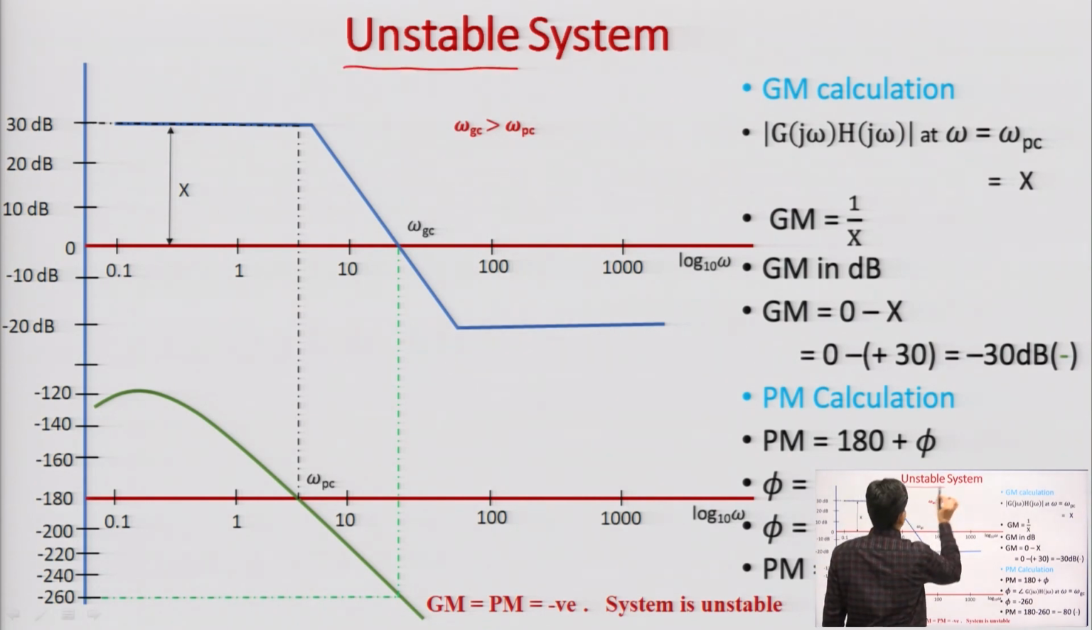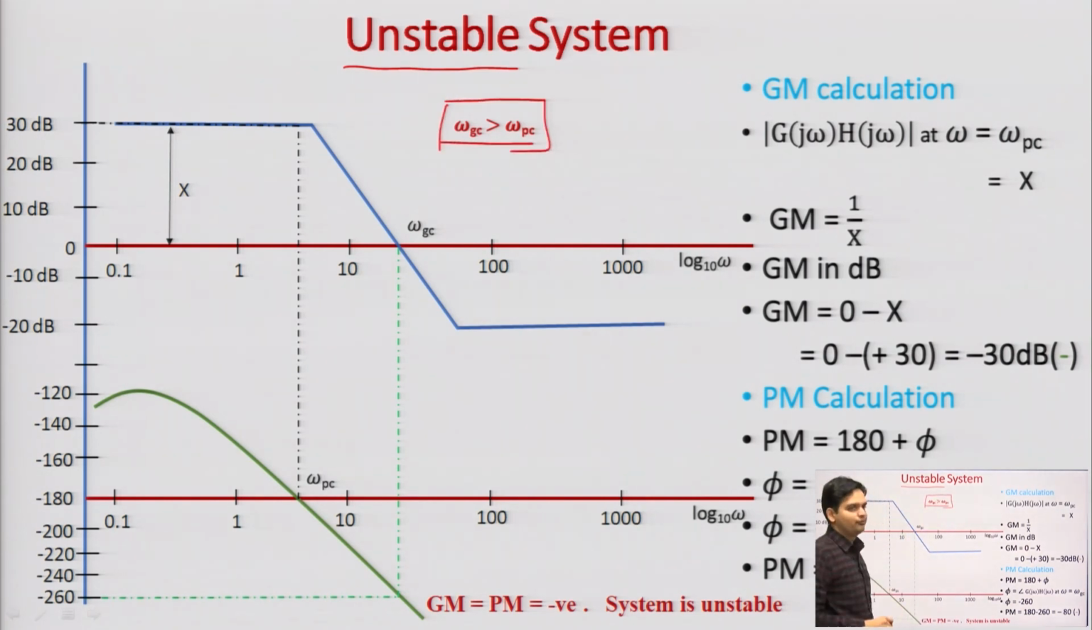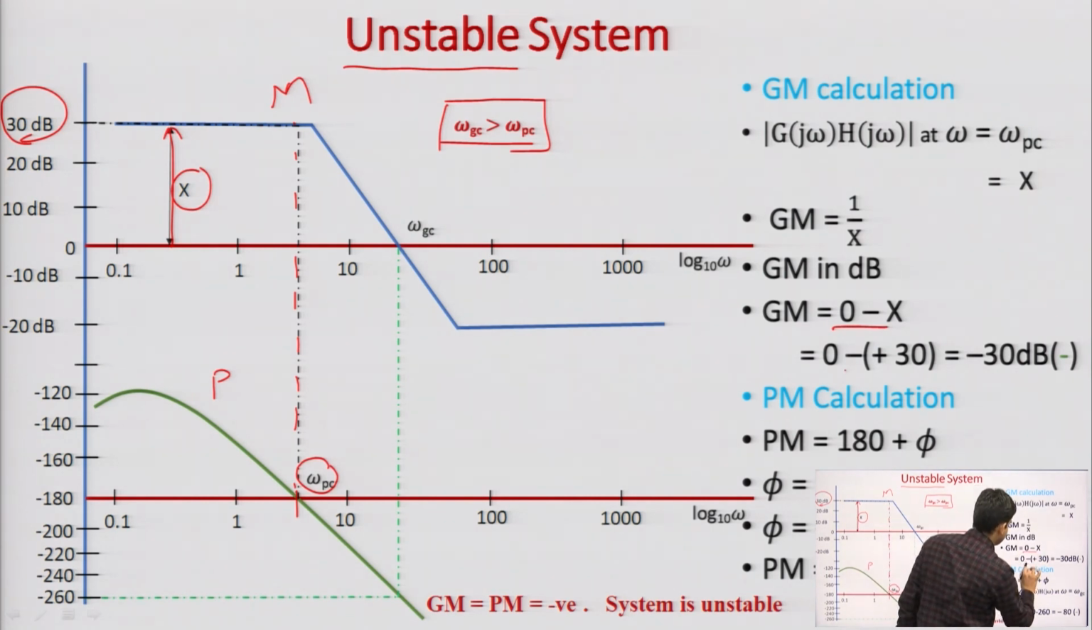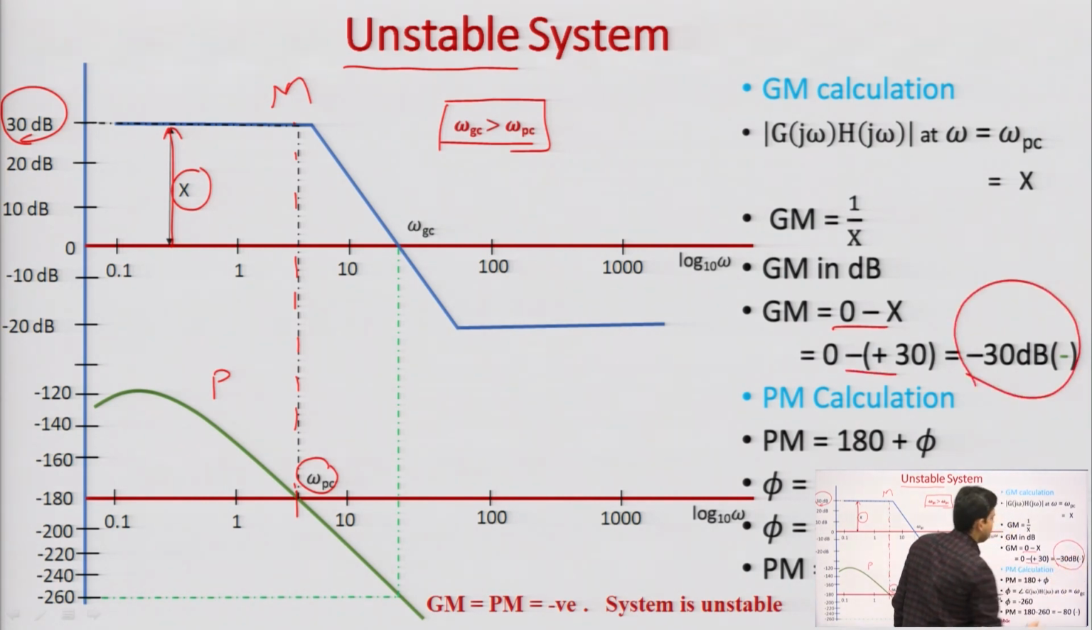So, in the unstable system, what we are getting here is that my omega g c is higher than omega p c. This concept we had seen. First we would like to see our magnitude plot and phase plot. For gain margin, I need to calculate omega p c, where my phase plot is cutting minus 180 at this point. Now, I would like to see what the magnitude is here. It is around plus 30 dB. So, this distance from 0 to plus 30 is the value of x. So, for gain margin, 0 minus x, 0 minus plus 30, this gives me minus 30 dB.